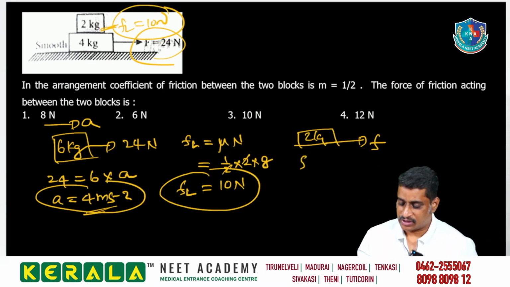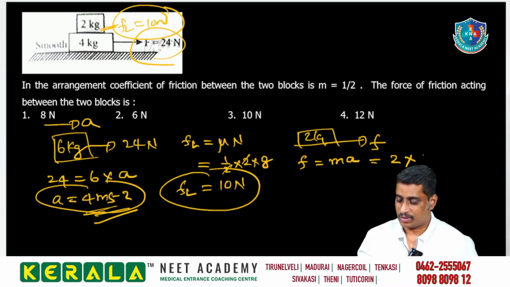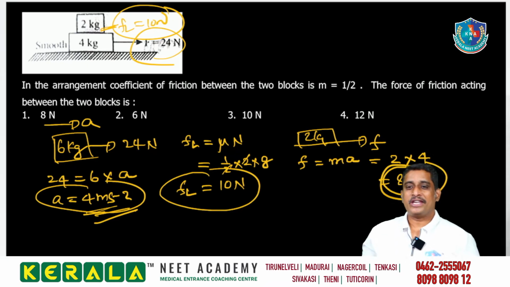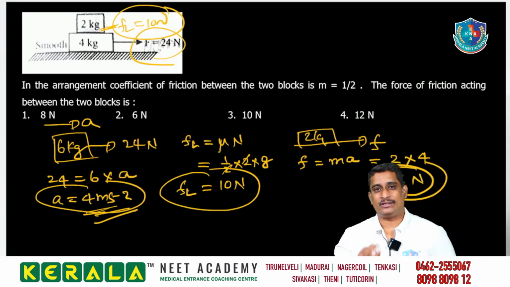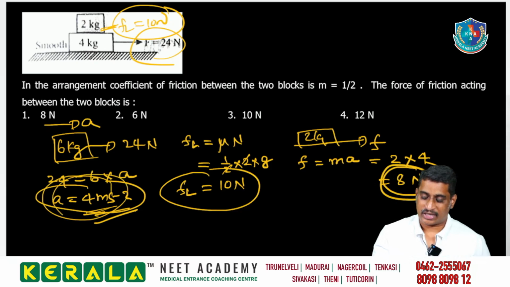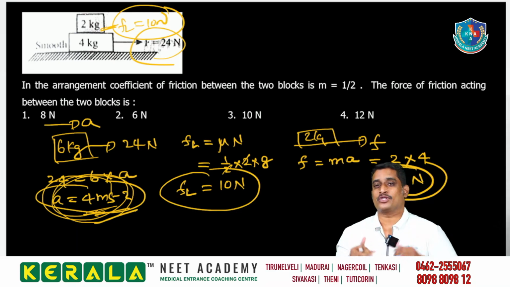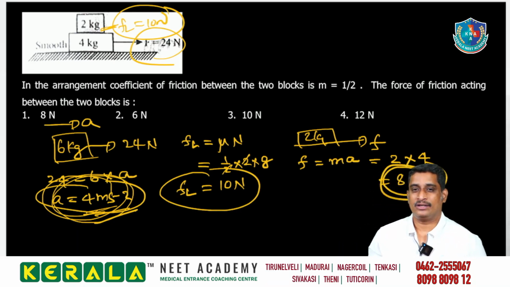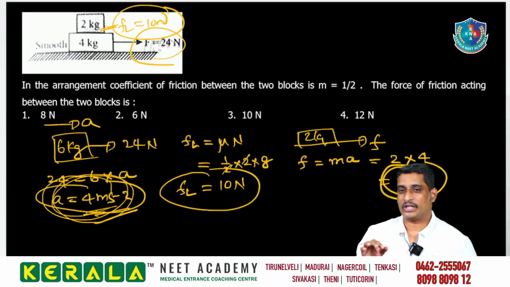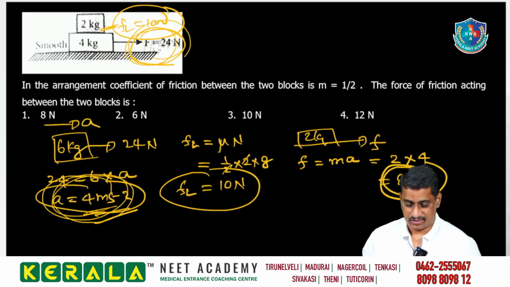So for the upper block, force equation will be given by F is equal to MA. M is nothing but 2, into the acceleration, which is 4 meters per second square. So 8 Newton. So 8 Newton of frictional force is sufficient to produce 4 meters per second square acceleration in the block. Therefore, the frictional force between the blocks will become only 8 Newton, not 10 Newton. 10 Newton of friction can exist. It depends upon the applied force. Still, if you increase this applied force, frictional force between the blocks also increases.